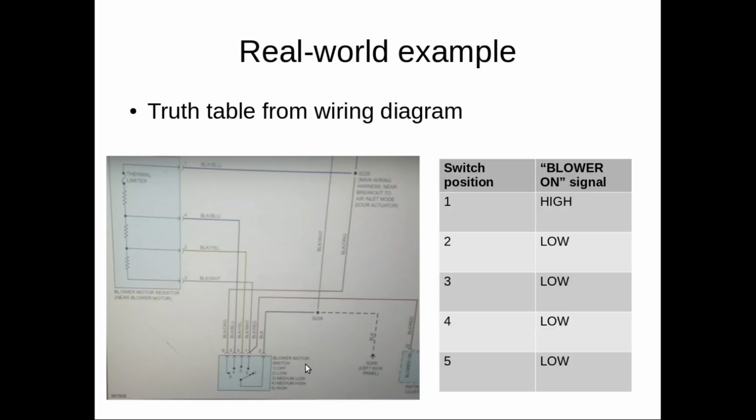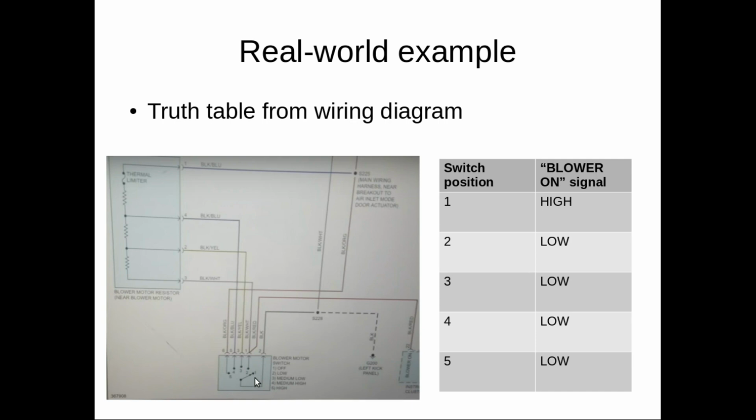In this case, however, we have a switch that can have 5 positions, not on or off, the situation we looked at before. So our truth table will have 5 rows, one for each switch position, and we will need to fill in the voltage at the blower on terminal here on the wiring diagram.